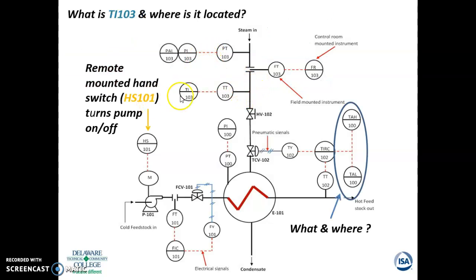So let's talk about the next one. The remote mounted hand switch turns the pump on and off. Here's your pump. There's a switch in the field and then on or off. And this is in the control room and it sends a signal. And then again, the loop. Over here you have, again, these are the alarms. These are in the control room and they're electronically signaled. So remember, the line tells you where it is located.